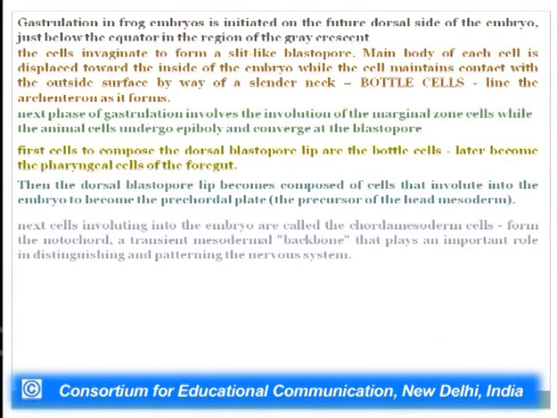So, the pharyngeal endoderm will be followed by the head mesoderm, and the next cells involuting into the embryo are called the chorda mesodermal cells. They form the notochord, a transient mesodermal backbone that plays an important role in distinguishing and patterning the nervous system. So, the pharyngeal endoderm followed by the head mesoderm followed by the chorda mesoderm.